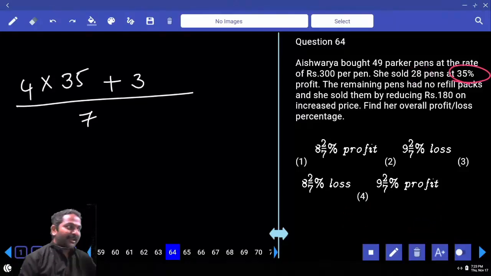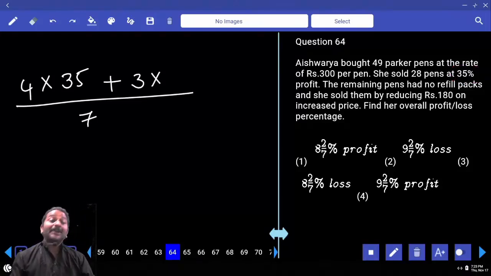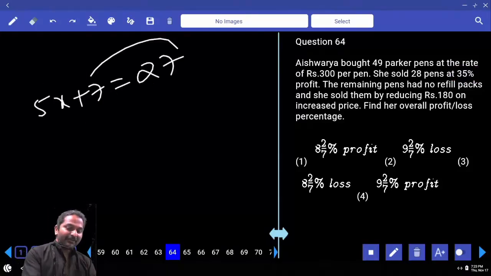On first 28 items, what percentage profit is there? 35. Profit, so I am taking a positive number. Yes? And remaining 3 parts, what is made? That's what we need to write.